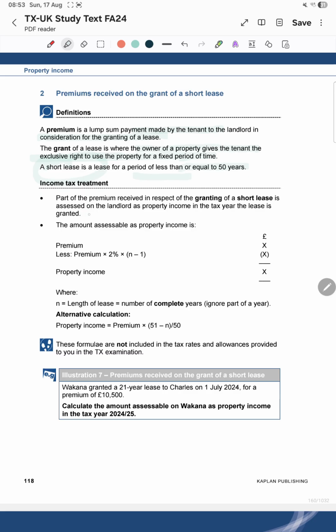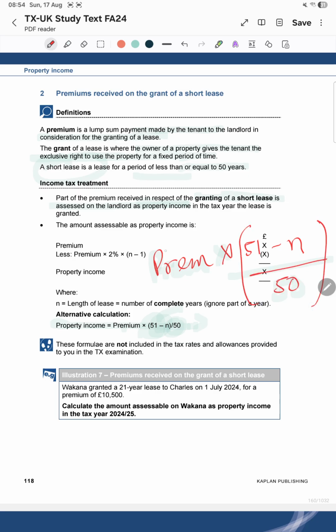What is the treatment of this? Part of the premium received in respect of granting of short term lease is assessed on the landlord as property income. And we did this formula: premium times (when the long term lease starts at 51 years, divided by short term lease period, so total 50 years, less any years, which is n). So premium, short term lease is total for 50 years, long term lease starts from 51, and n is the number of years for which this property is let out. This amount will be taxable as property income.